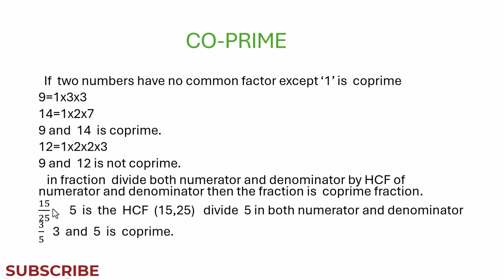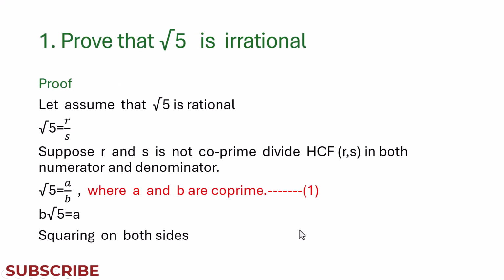15 upon 25: 15 and 25 are not coprime. This can be changed into a coprime fraction. 5 is the highest common factor of 15 and 25. Divide both numerator and denominator by it: 15 upon 5 is 3, 25 upon 5 is 5. 3 and 5 are coprime, while 15 and 25 are not coprime. Divide by the highest common factor of both the numerator and denominator, then we get a coprime fraction.